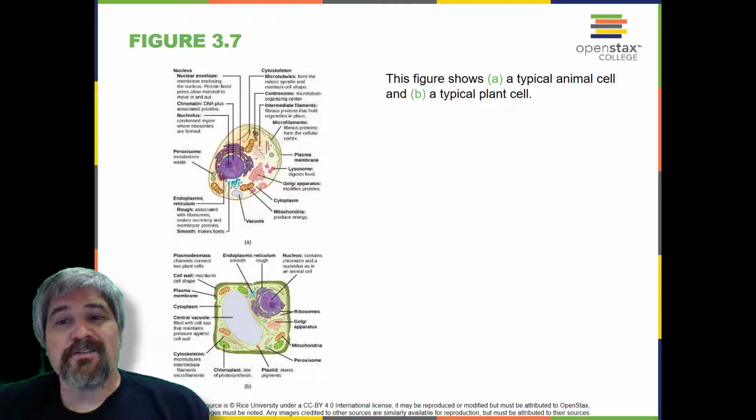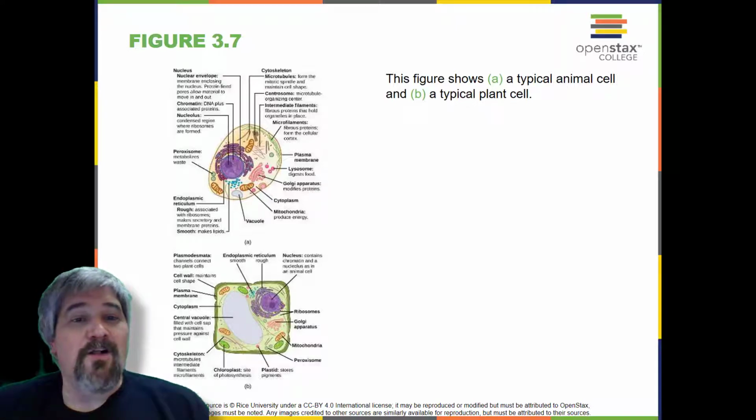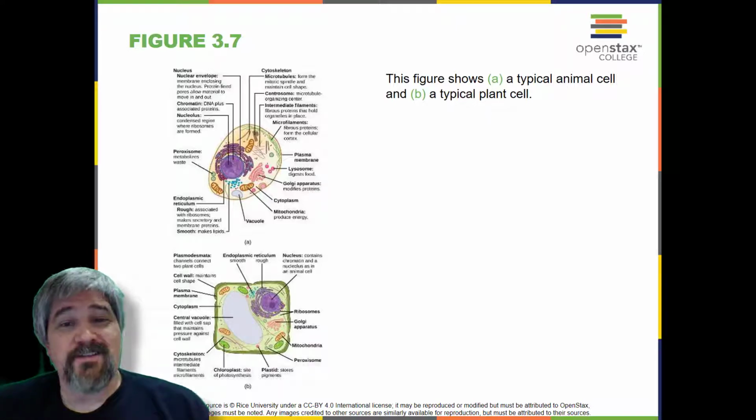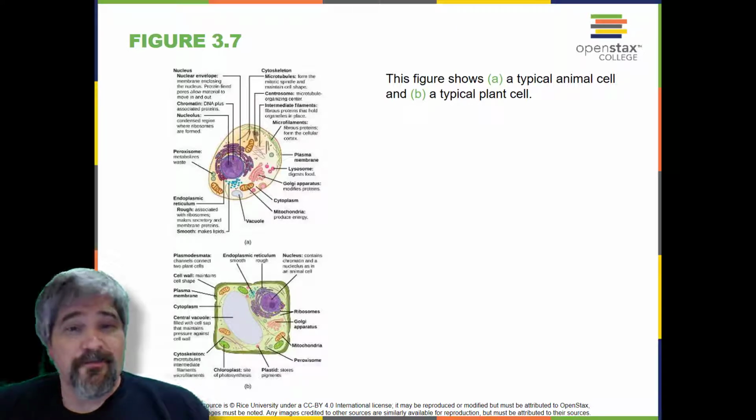In the lower figure there of the idealized plant cell, you see a structure external to the plasma membrane called the cell wall. The cell wall is a rigid covering that protects the cell, provides structural support, and gives shape to the cell. Fungal and protist cells also have cell walls.